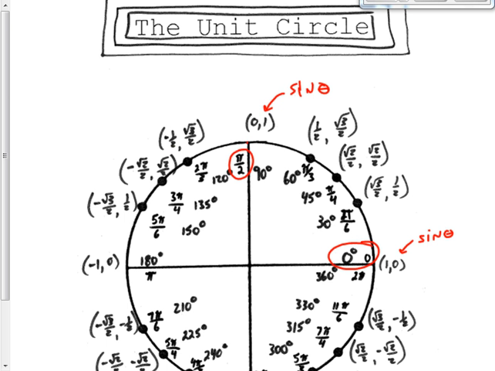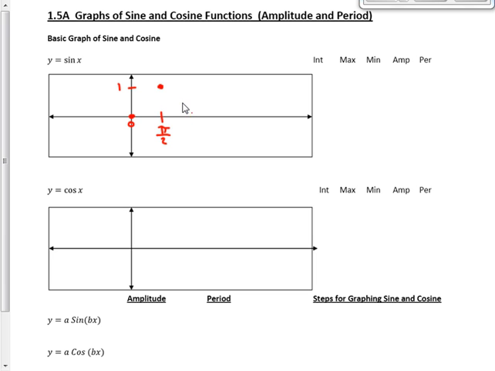Go back to the unit circle. Another key point was over here at pi. Over here at pi, the sine value was back at 0 again. So I'm going to go back to my graph. I go the same distance because pi over 2 is halfway between 0 and pi. I'm back at 0 again.